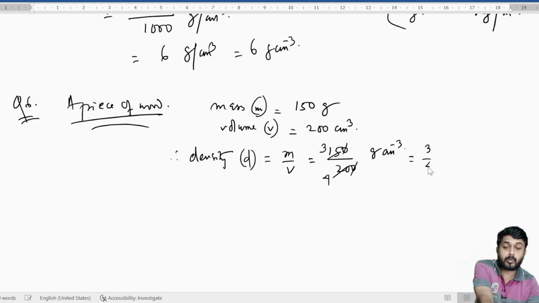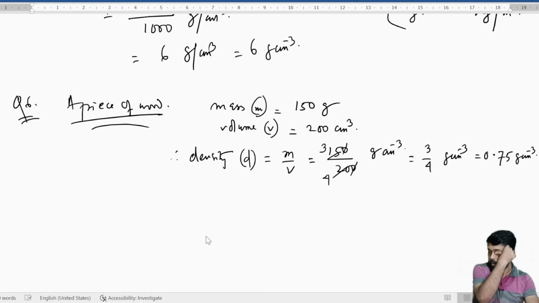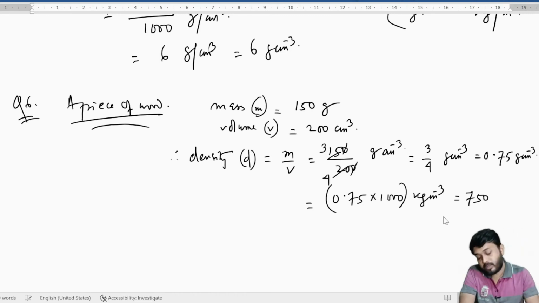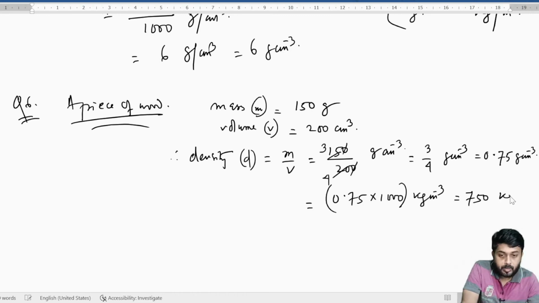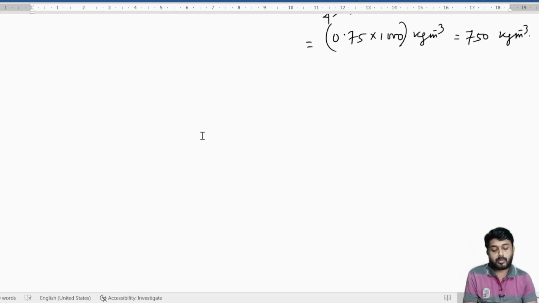That is 3 by 4 gram per centimeter cube, or 0.75 gram per centimeter cube. And if you have to convert this value into kg per meter cube, just multiply it with 1000. 0.75 into 1000 kg per meter cube, that is 750 kg per meter cube. All right, next I want to do number 9 here.